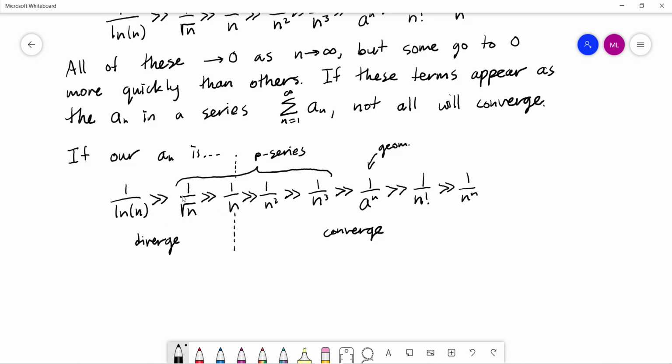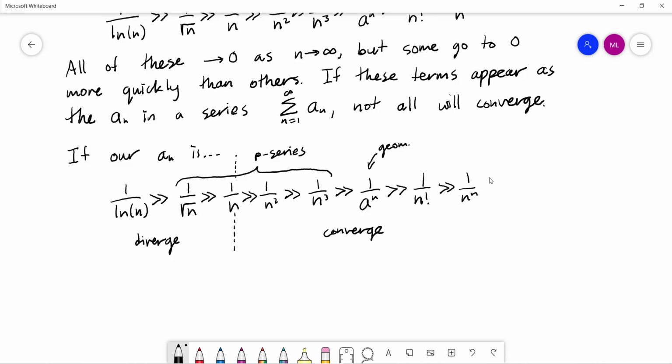Any combination, if you multiply any of these together, right? So 1 over n log n, that's still going to diverge. 1 over the square root of n log n, that's still going to diverge. As long as you're combining one of the p-series with log of n, and the p-series is one that diverges, adding that log n is not going to help you.